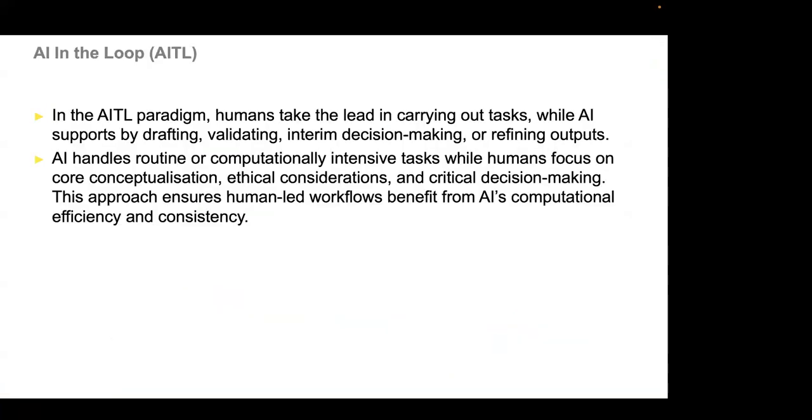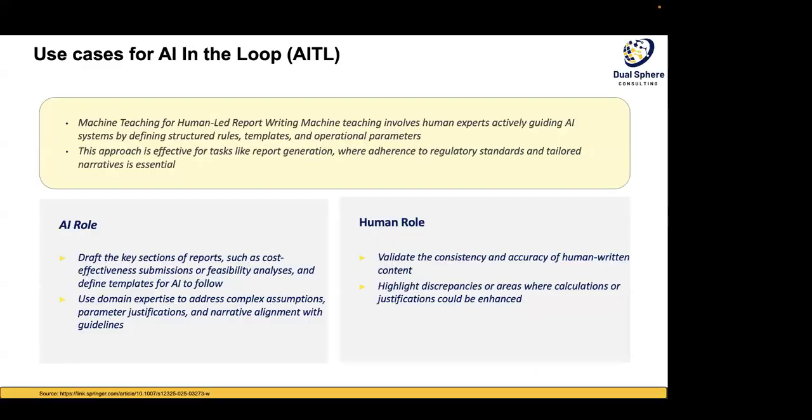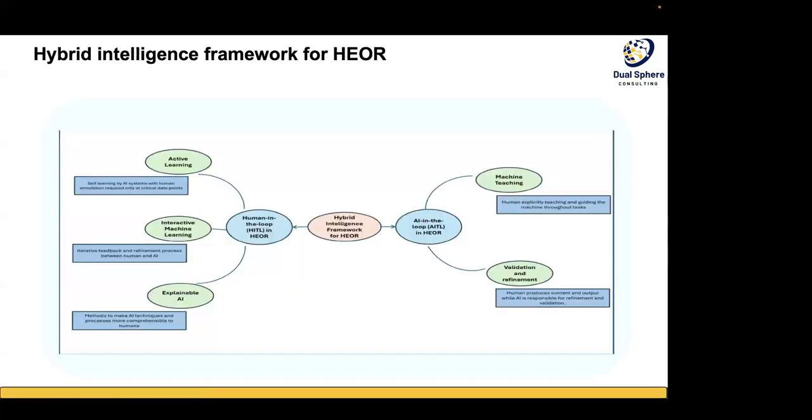Now, AI in the loop. As we have HITL, you have AITL also. Now, what is the meaning of AITL? Humans take the lead in carrying out the tasks, while AI supports the drafting, validating, and interim decision making. AI handles routine or computationally intensive tasks, while humans focus on core conceptualization, ethical consideration, and critical decision making. Okay, right. Now, this is very important.